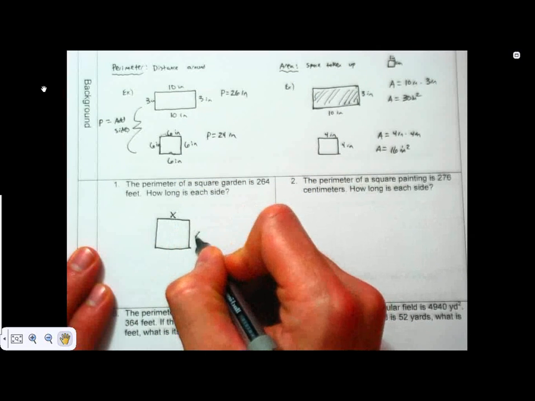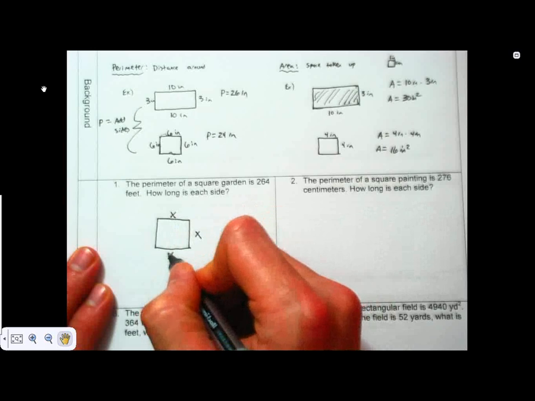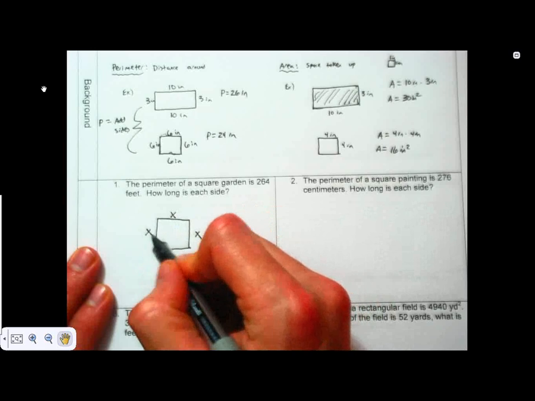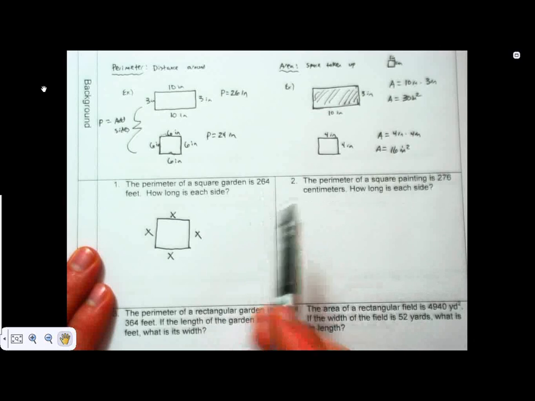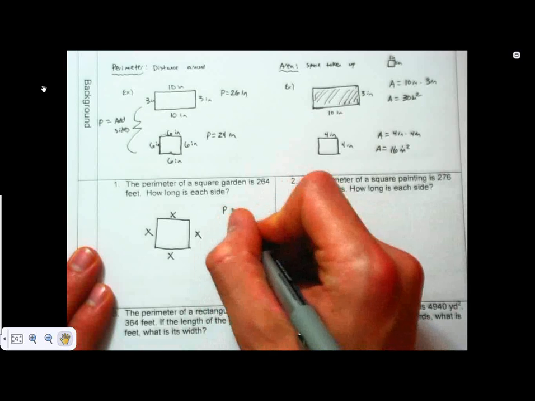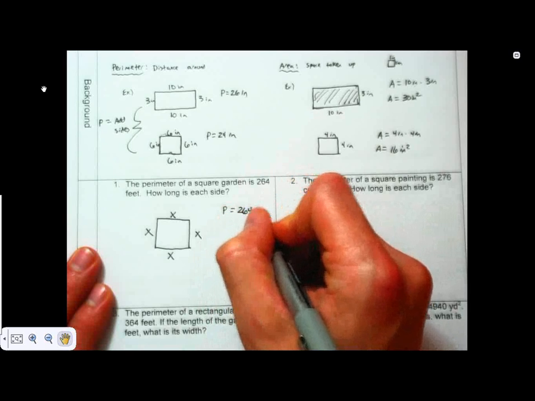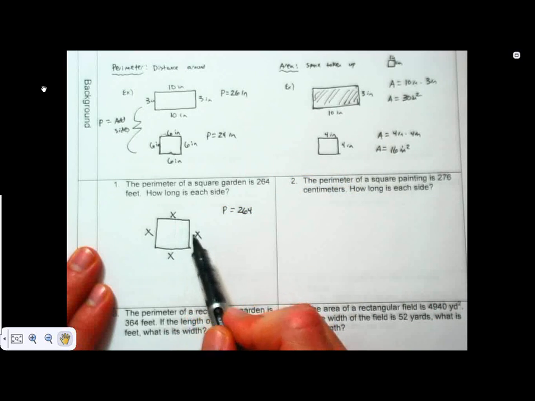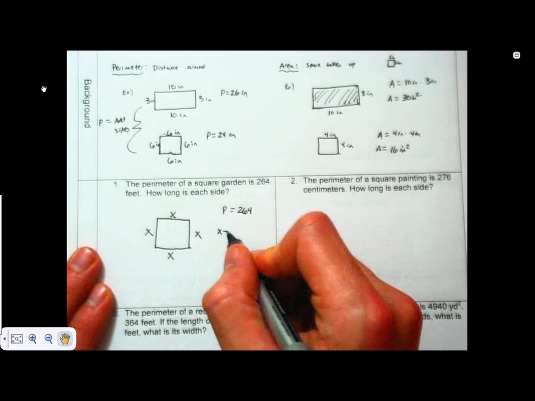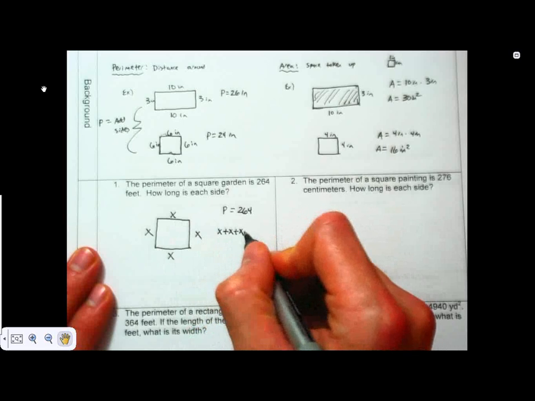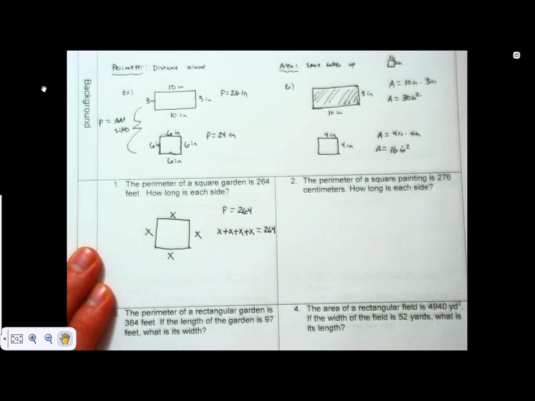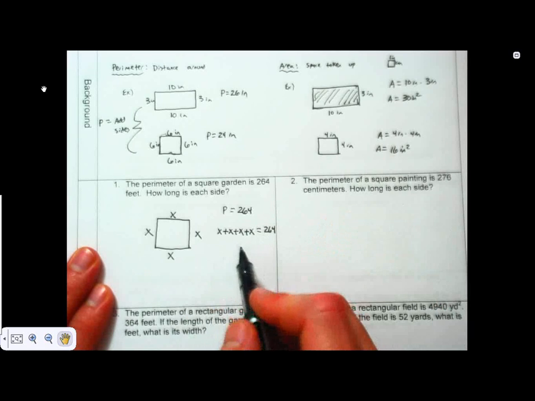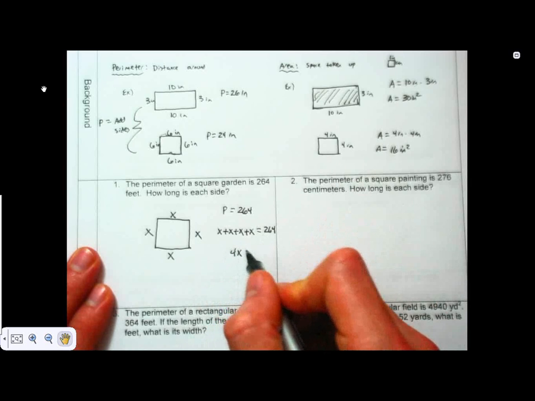So I'm going to call this side x, which means this side has to be x, which means this side has to be x, which means this side has to be x. And what they're telling me is the perimeter is 264 feet. So I'm going to write that as perimeter equals 264. To find the perimeter of a square, I'm just adding up all the sides together. So x plus x plus x plus x should give me 264. If I add all those x's together, that's 4x equals 264.